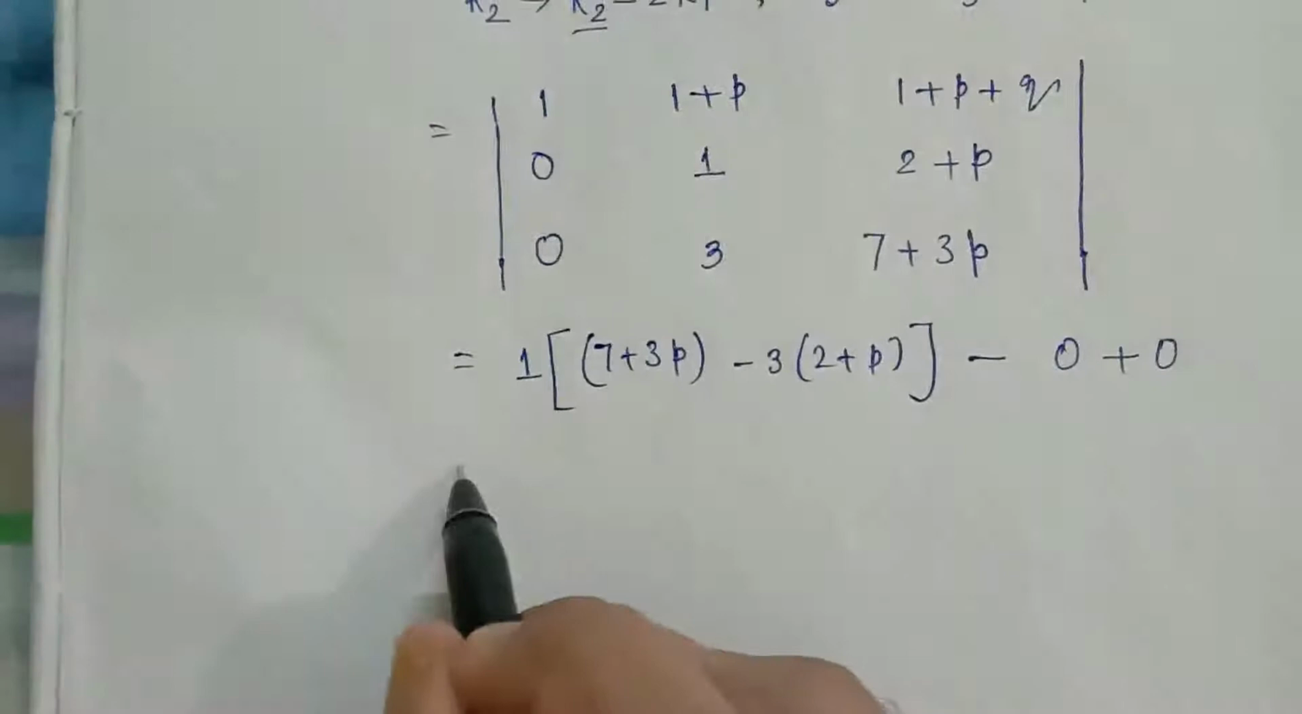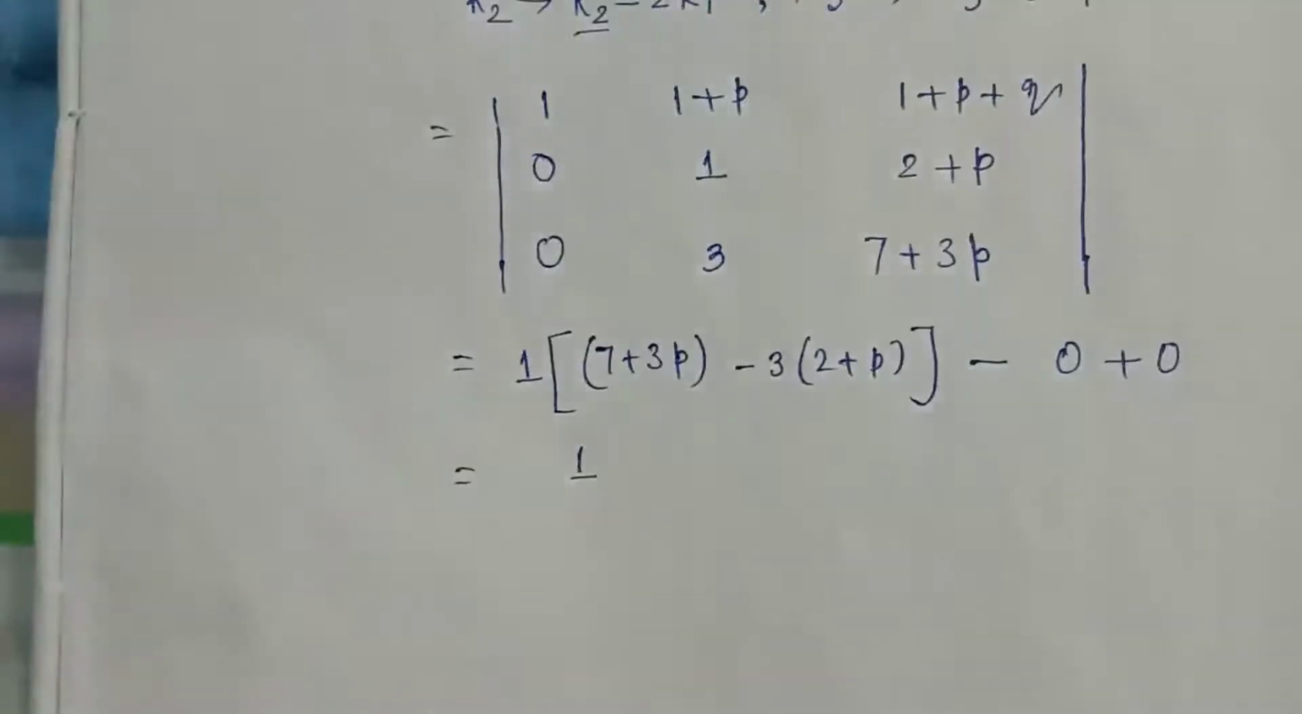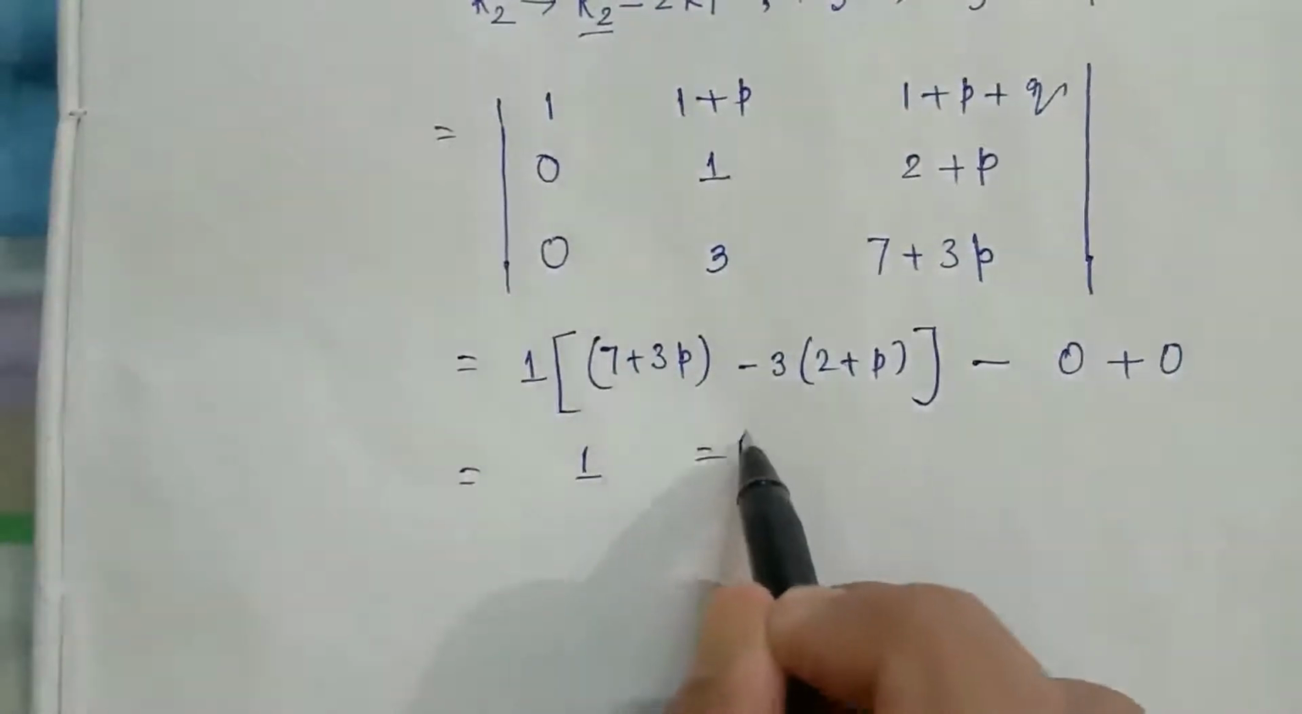So if we simplify, our answer will be 7 minus 6, our answer will be 1, which is the right hand side.